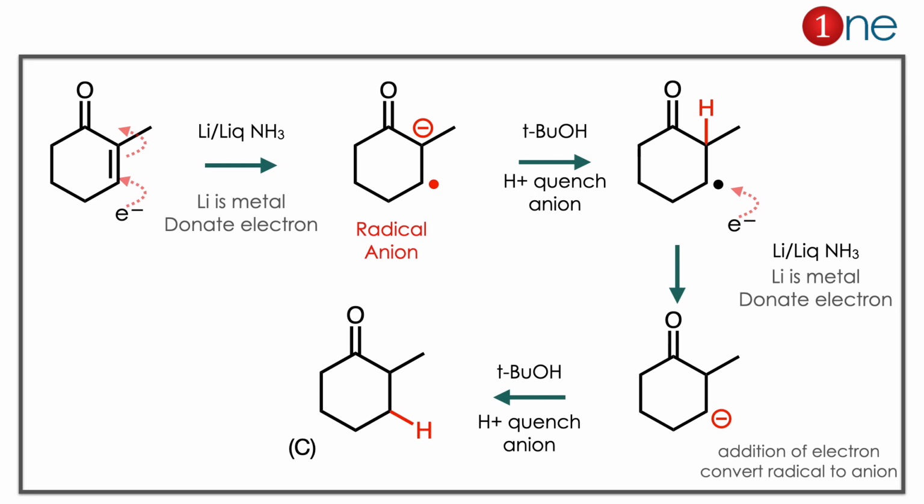It's an important intermediate. Then the anion is protonated by the alcohol, tertiary butyl alcohol. You have hydrogen there. Then you have a radical. The radical has to be quenched. Again electron donation will happen. You have anion formation. Again it will be quenched by the alcohol there. So after quenching of the anion, the answer is C. Here the concept you have to learn is that lithium in liquid ammonia reduces the double bond in the conjugated ketone.